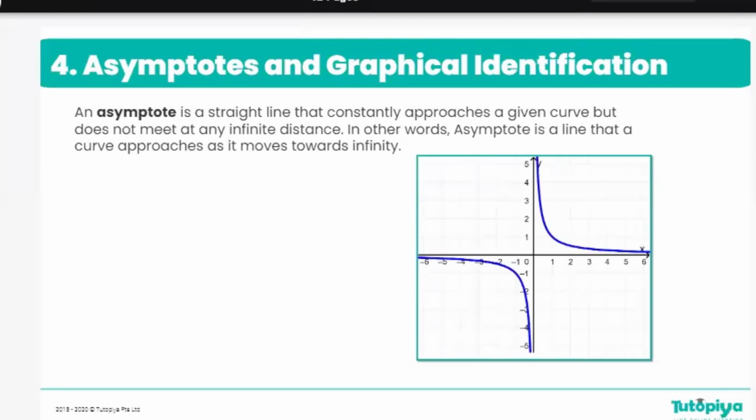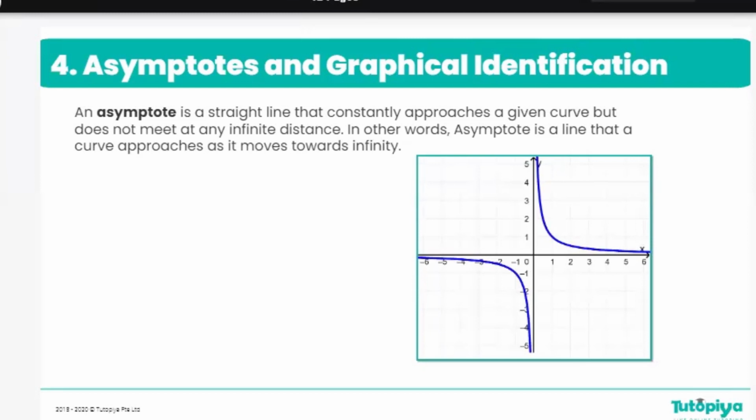Moving on, we're also going to take a closer look at what asymptotes are. Asymptotes are a straight line that constantly approaches a given curve but does not meet this curve until an infinite distance has been passed. So basically, an asymptote is a line a curve is approaching as it moves towards infinity.